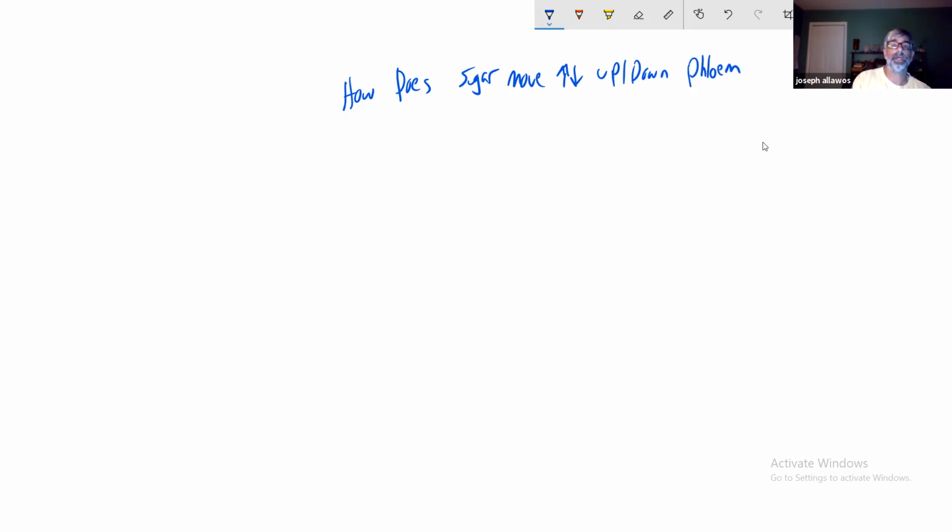And it's important to understand that the sugar is dissolved. I'm going to put "dissolved" just to remind us that the sugar is not moving as a solid sugar molecule. It's dissolved in water. It goes into solution in the water.